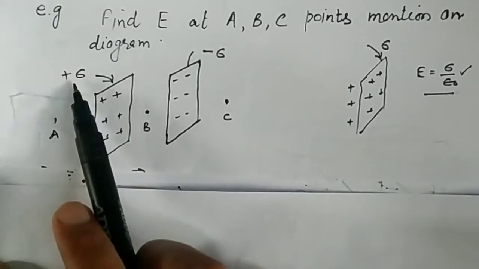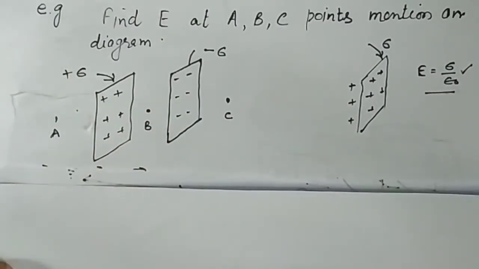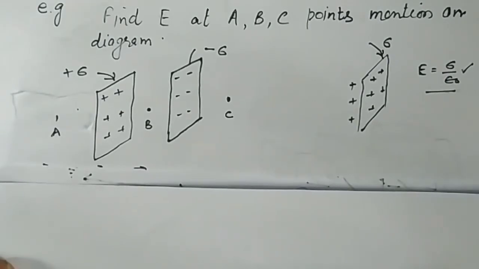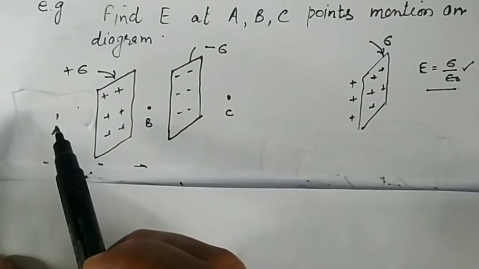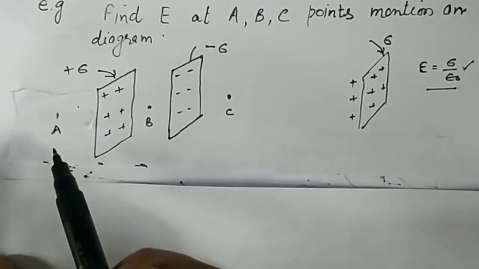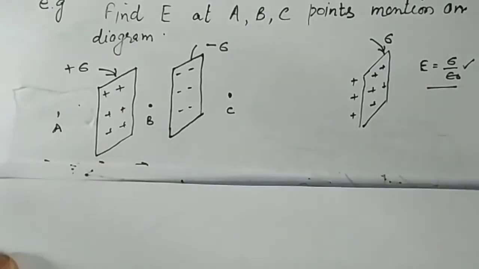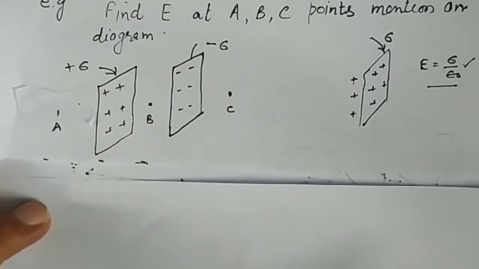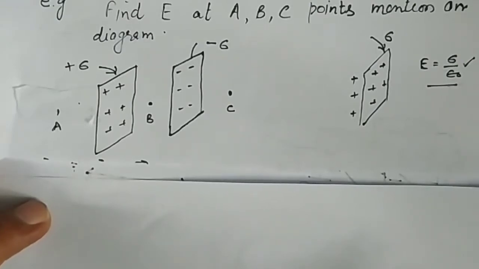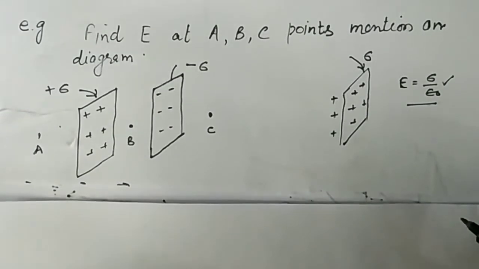One has surface charge density sigma, the other has surface charge density minus sigma, so both have the same magnitude. I want to calculate the electric field at point A, which is extreme left, at B, midway, and at C, extreme right. Before we calculate the electric field at A, B, C, let us first discuss the electric field due to a conducting sheet.